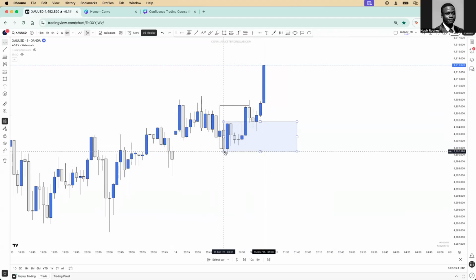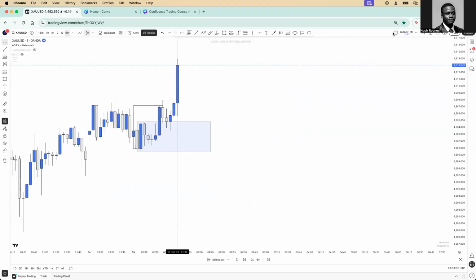There's always going to be an inducement. We need buyers in this move, so what do sellers do? We create a situation where sellers can get in. When sellers are getting in and enjoying it, you take them all out and you continue buying. So buyers are the ones in control here. So it's very important for you to know this.